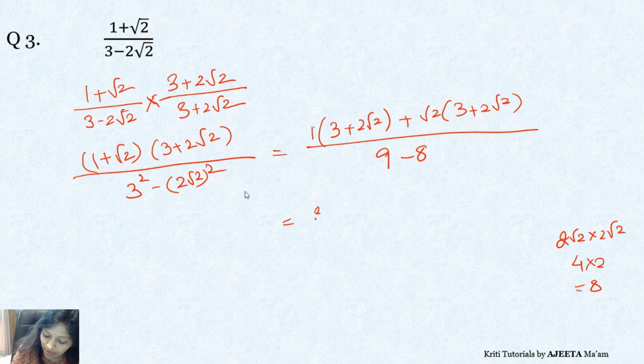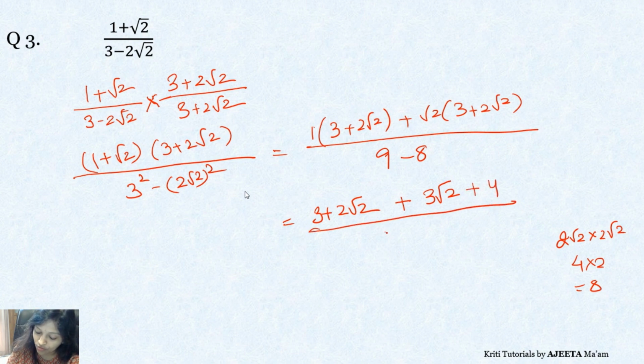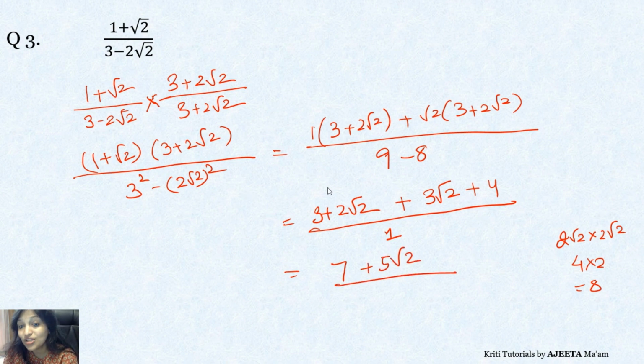Okay, now let's multiply 1 with 3 plus 2 root 2. And now root 2 with 3 and 2 root 2 with 2. So that becomes 4. So 9 minus 8 is 1. So 3 plus 4, 7. 7 plus 5 root 2 is the answer. Right? So once you understand it, these questions are very simple. And remember, these are to be used everywhere in mathematics. If you leave your answer in irrational form, you are not going to get the full mark.